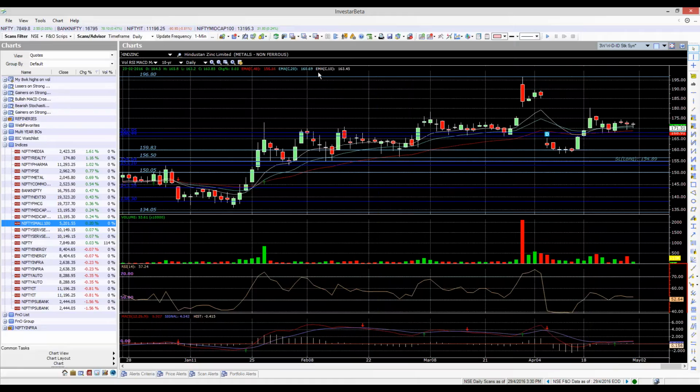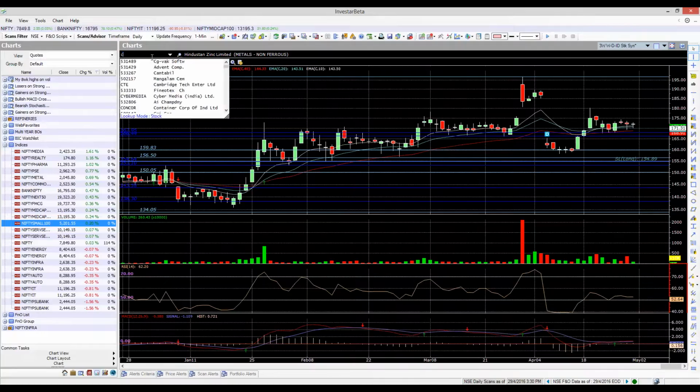Given the overall setup that banks and metals are in, one would position oneself long with quite a low risk, I would say. It's at what, 177? Yeah, 171. Sorry. Go long with the stop loss below 165, and as soon as it crosses 180, go to 185, 190 very quickly. Okay.